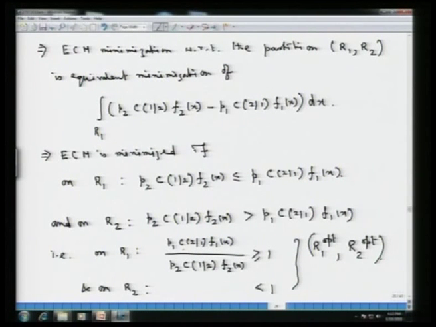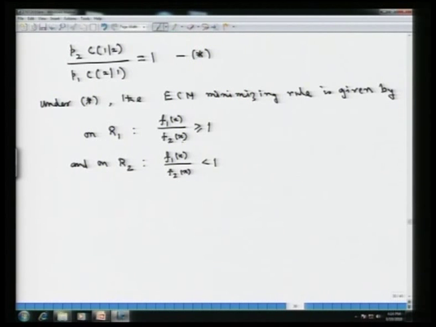So, there we had just assumed a special structure in the priors and the costs. We had assumed that this part, up to the cost part, is equal to 1, and hence the ECM minimizing rule is just f1(x)/f2(x) greater than or equal to 1 on R1, and on R2 we will have f1(x)/f2(x) less than 1. Now, what is it in terms of these populations?